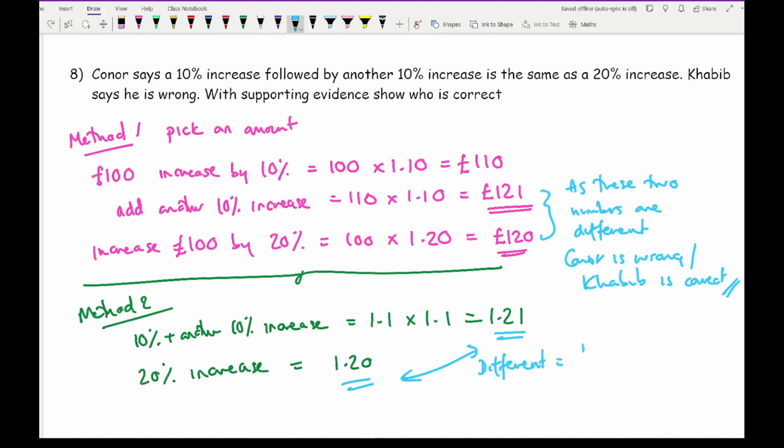And so what that means is that Connor is wrong and Khabib is correct. So either of those two methods will be absolutely fine. It all depends on how much writing you want to do.